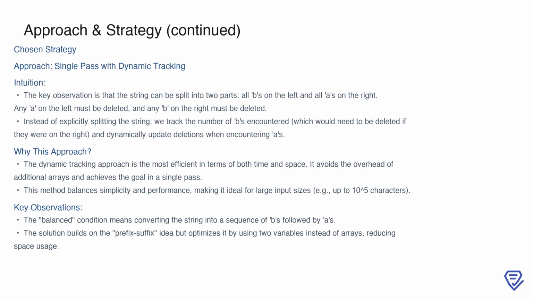Instead of explicitly splitting the string, we track the number of Bs encountered as we iterate and dynamically update the deletions required when encountering As. This approach is preferred because it combines simplicity with efficiency. By avoiding the need for additional arrays, it reduces space usage while still achieving the desired result in a single pass. This makes it particularly suitable for large input sizes, such as strings of up to 100,000 characters. The method builds on the prefix-suffix concept but streamlines it, reducing overhead and ensuring optimal performance.